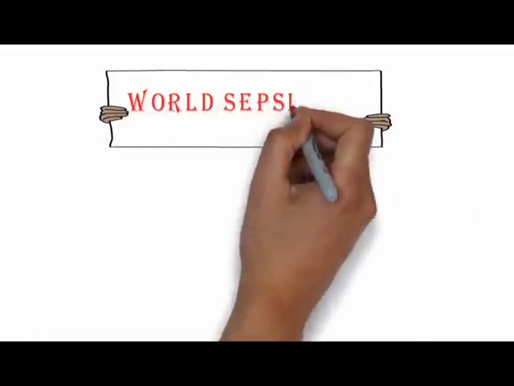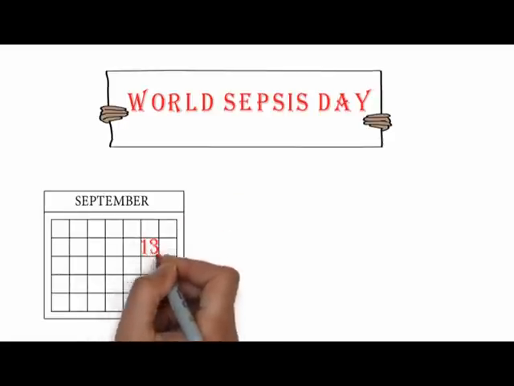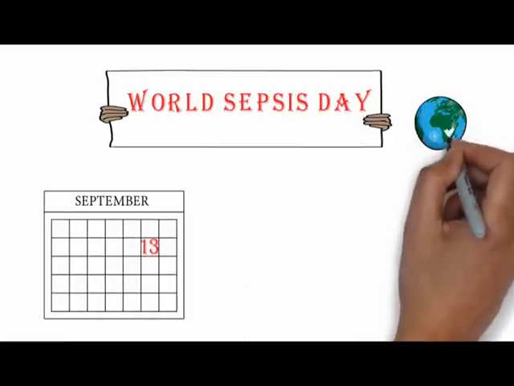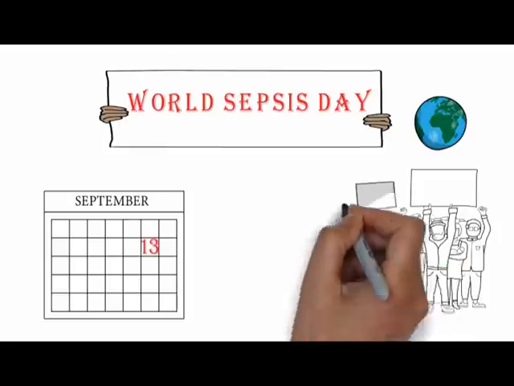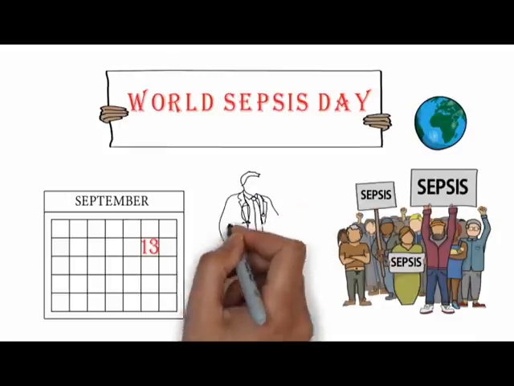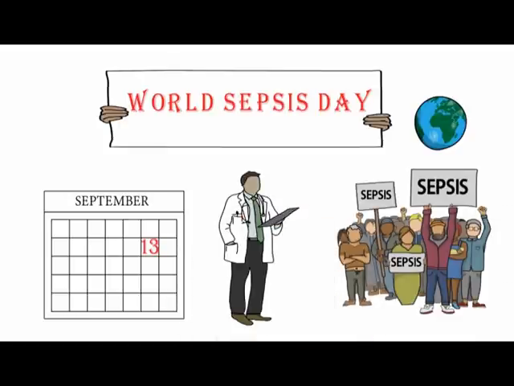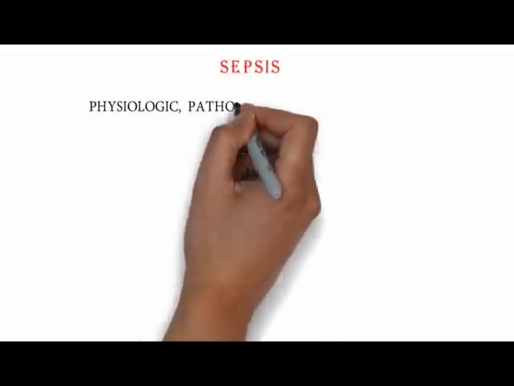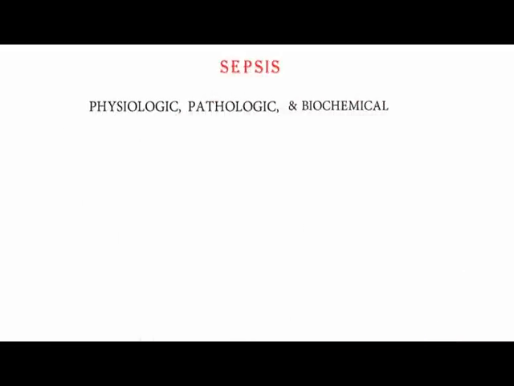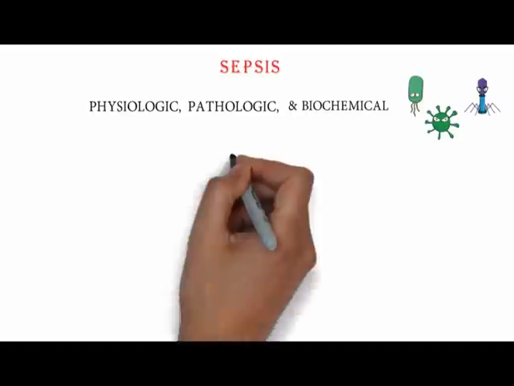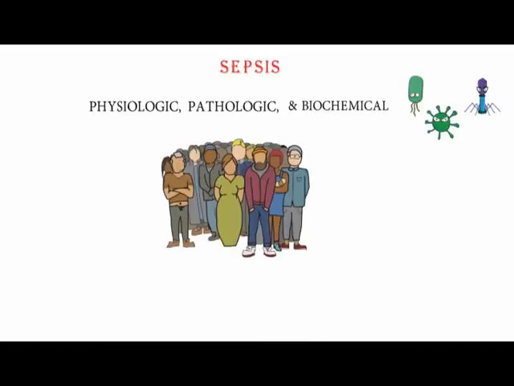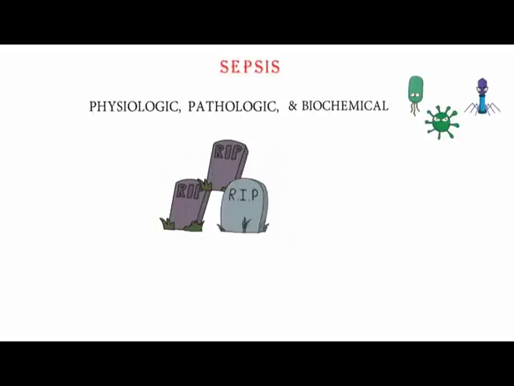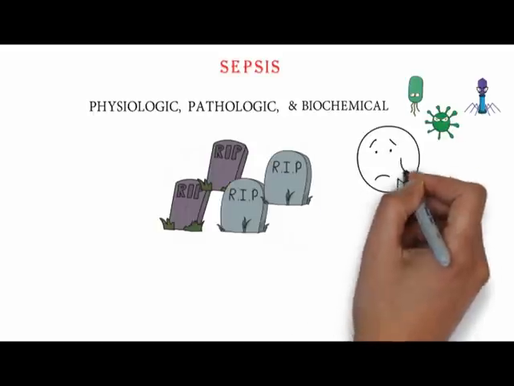Today is World Sepsis Day. Each year on September 13th, supporters all around the globe organize events to raise awareness for sepsis. So here I am, putting all my efforts to let you know some recent facts and changes in sepsis definition and management. Sepsis, a syndrome of physiologic, pathologic, and biochemical abnormalities induced by infection, is a major public health concern. It is a leading cause of mortality and critical illness worldwide.